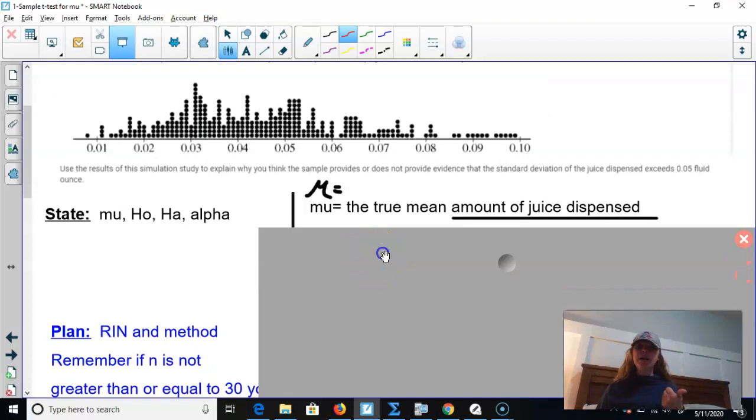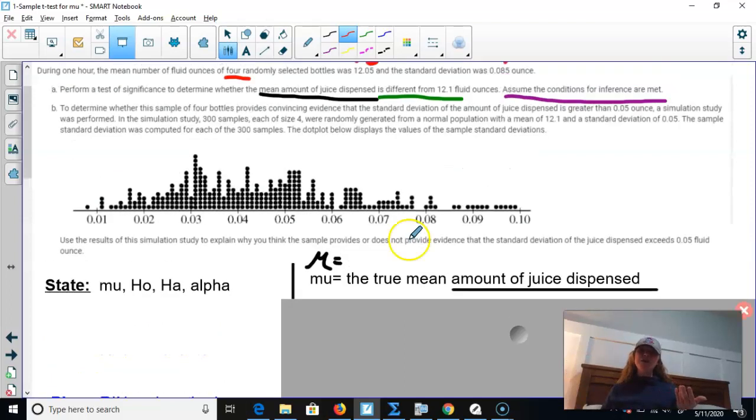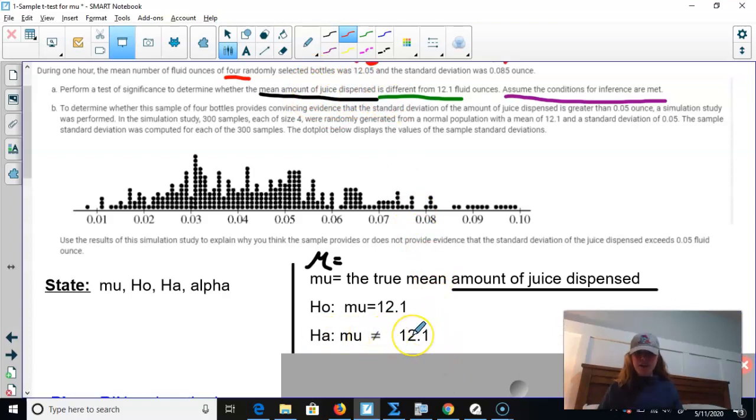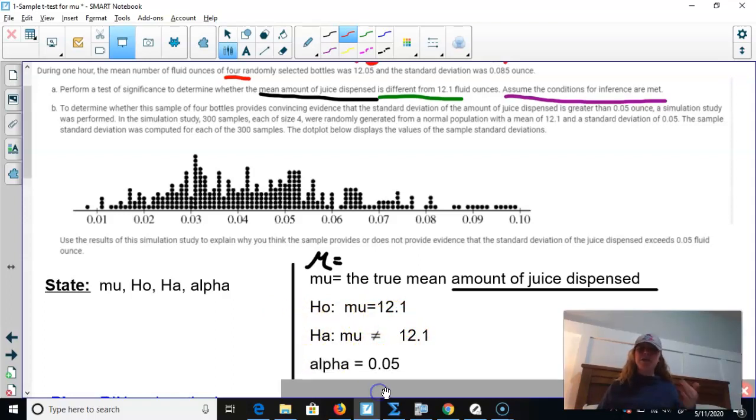H0: what is mu equal to? Some people struggle with this. What is that parameter describing the entire population? Some people don't know that, so go to the question. What are we trying to figure out? What is the alternative hypothesis? We're trying to find out if that mu is different than 12.1. So that's right there, and what we know is that these have to match. So then mu is equal to 12.1. And then finally, we need our alpha. Alpha is equal to 0.05. State, done: mu, null, alternative, alpha.